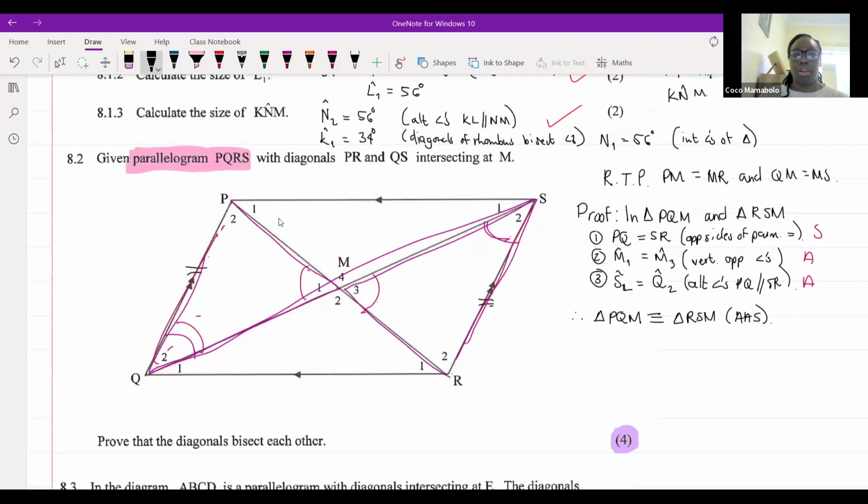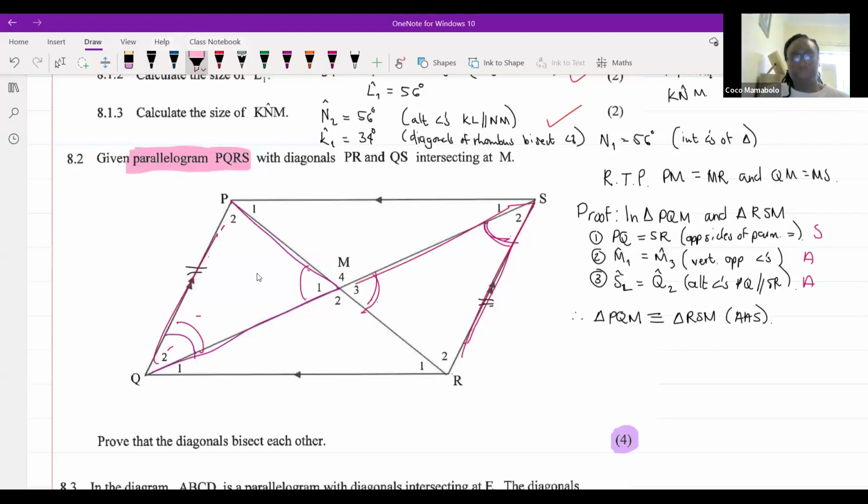So if I can prove that these 2 triangles are congruent, I'm not sure if it's angle, side, angle. I'm thinking it's angle, angle, side. Because if it were angle, side, angle, I would have needed an angle here and this side, but I didn't have that side. So I can't say angle, side, angle. I would have to say angle, angle, side here.